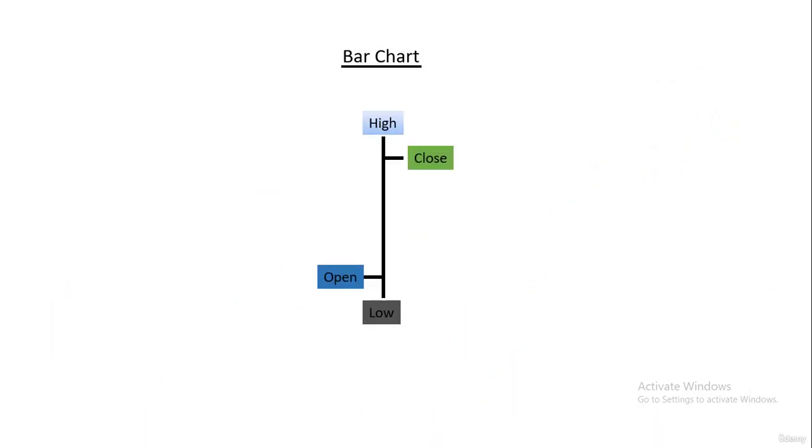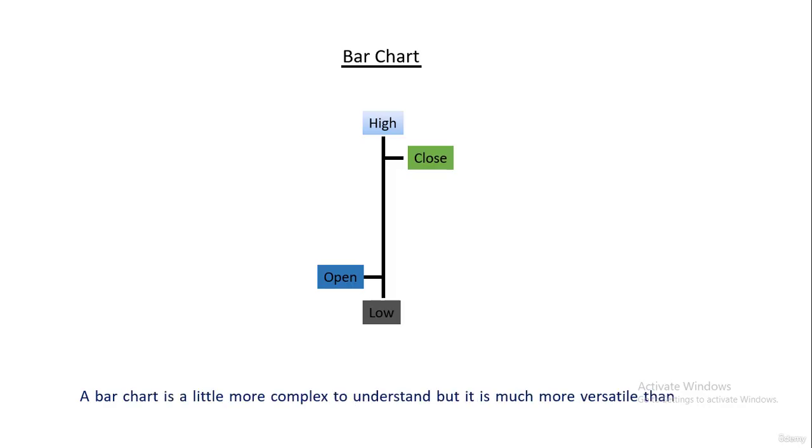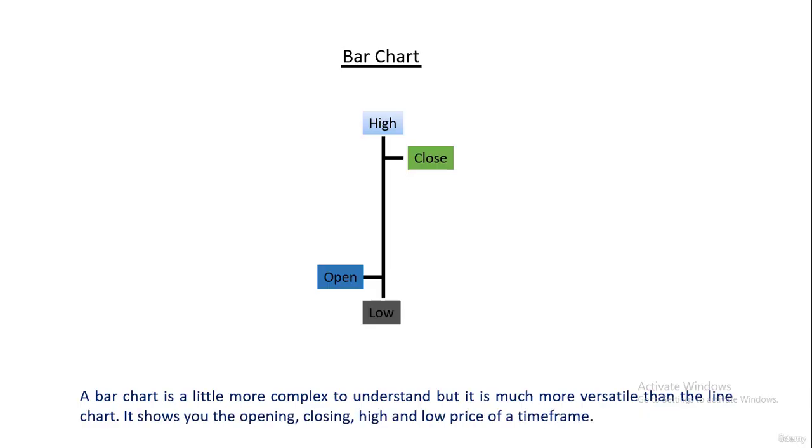Bar chart. A bar chart is a little more complex to understand, but it is much more versatile than the line chart. It shows you the opening, closing, high and low price of a time frame. The top of the bar indicates the highest price of the currency, and the bottom of the vertical bar indicates the lowest price of the currency. A small tick on the left side indicates the opening price, and the right side indicates the closing price. The bar chart can be drawn for various time frames.